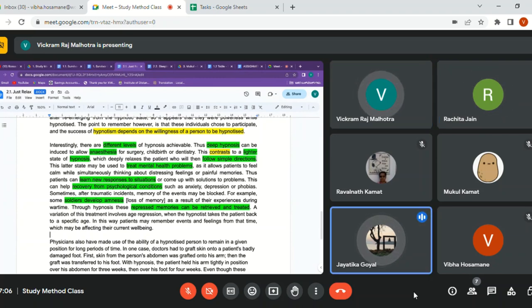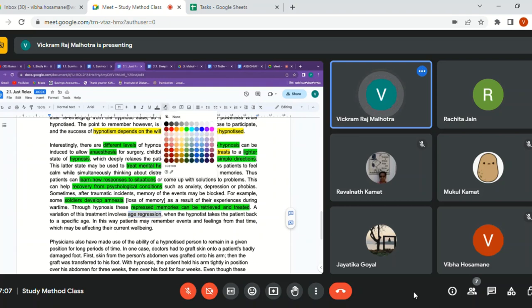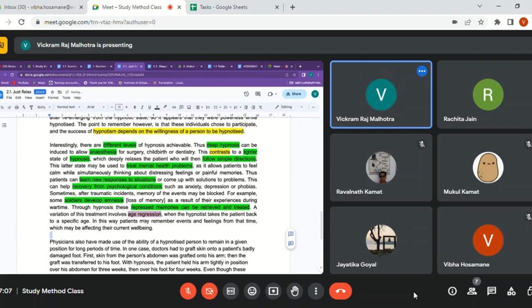Although I think age regression would be a key word in this too. But if you just say age regression, it doesn't give you an idea. If you say age regression, then you must say something connected with that as well. So I would do this: age regression, remember event, and which may be affecting their current well-being. This would make better sense.